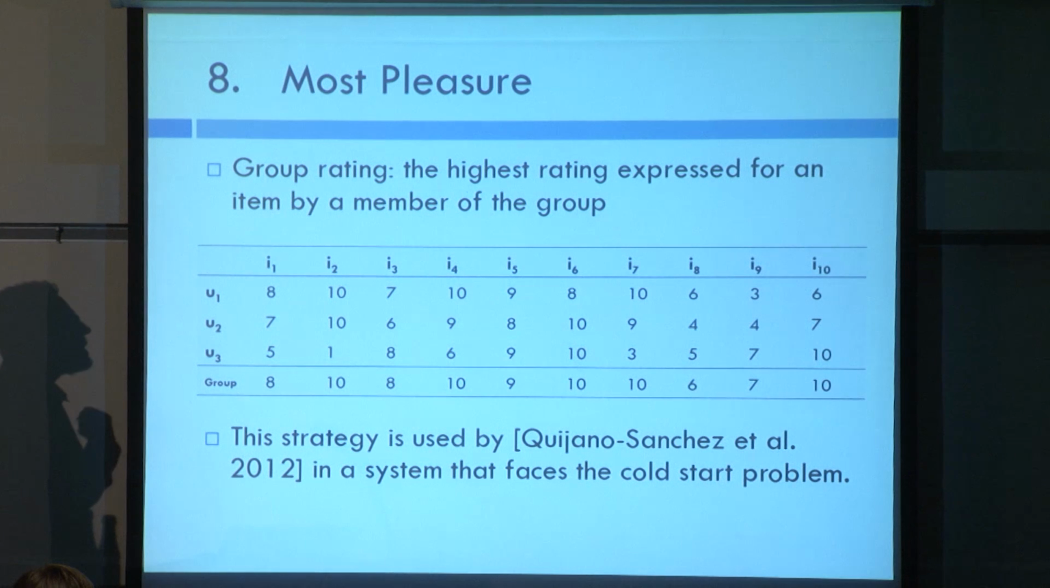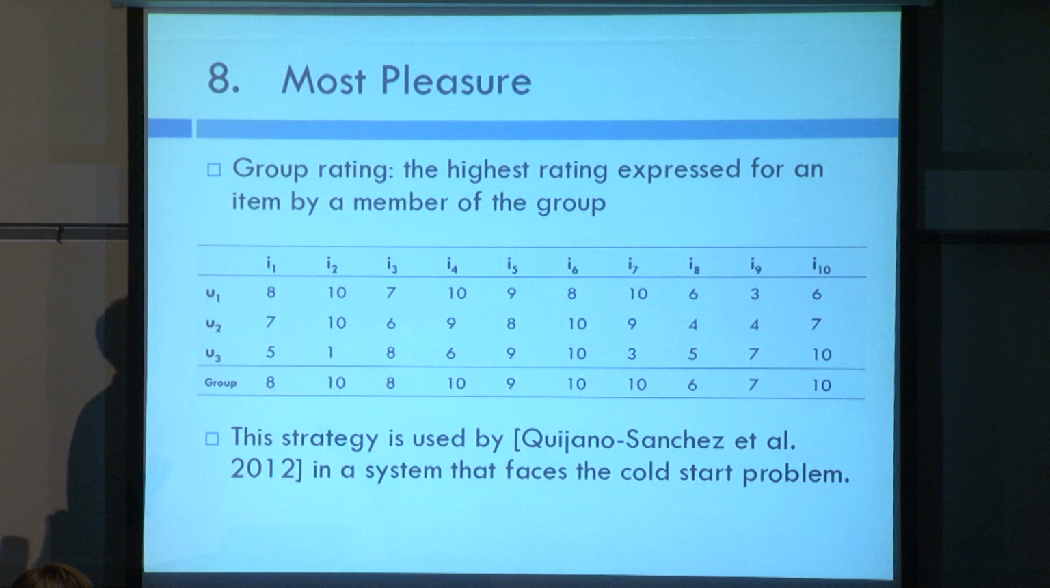Most pleasure is actually the opposite strategy of least misery. So it assigns the highest rating expressed for an item by any of the members of the group. So here you can see that in this case, the group would get recommended this item with a score of 10. This strategy has not been widely used in the literature, but it was used in this paper in 2011 to face the cold start problem.